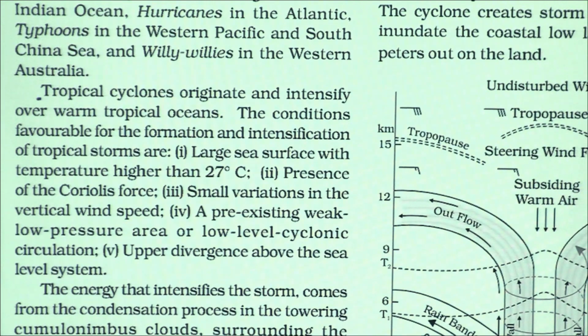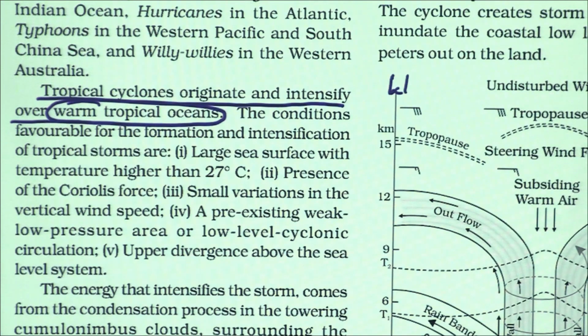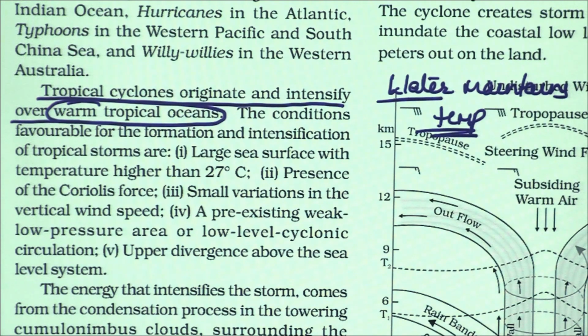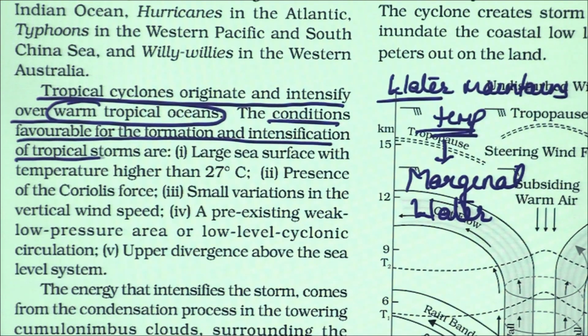Then NCERT reads, tropical cyclones originate and intensify over warm tropical oceans. We know that water always maintains its temperature. That is the reason when I say warm tropical ocean, I am essentially talking about marginal water. Because it will only be in marginal water that we will be developing desired temperature conditions. And what are they? Let us see it. The conditions favorable for formation and intensification of tropical storms are: number 1, large sea surface temperature higher than 27 degrees Celsius. It will be typically confined only in marginal water.